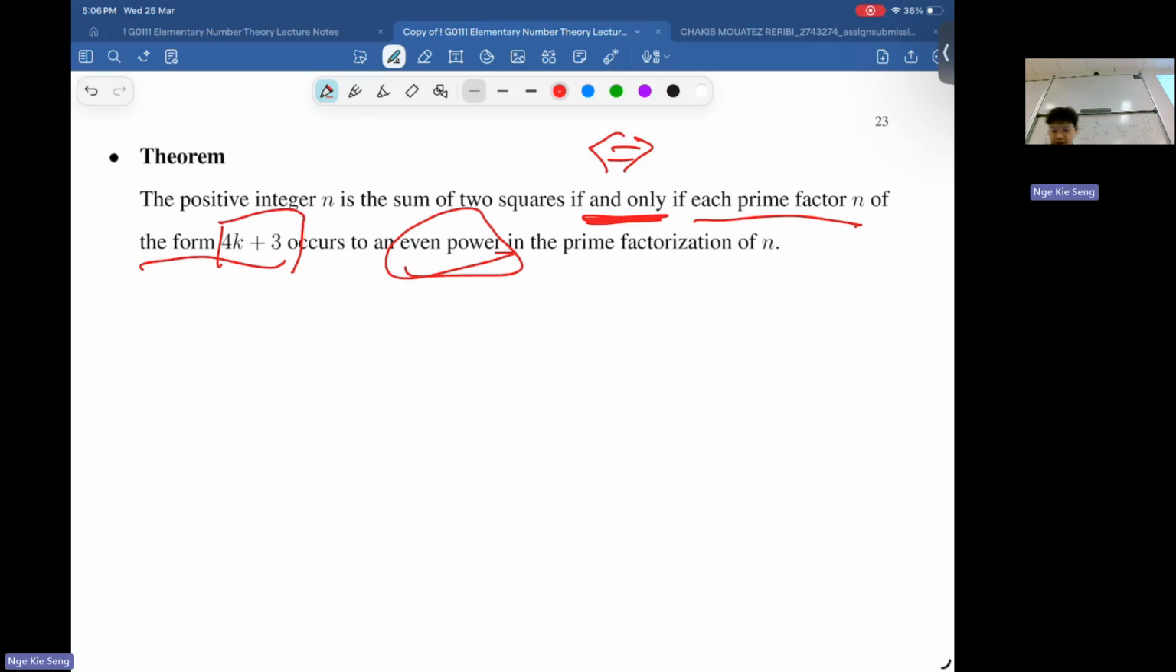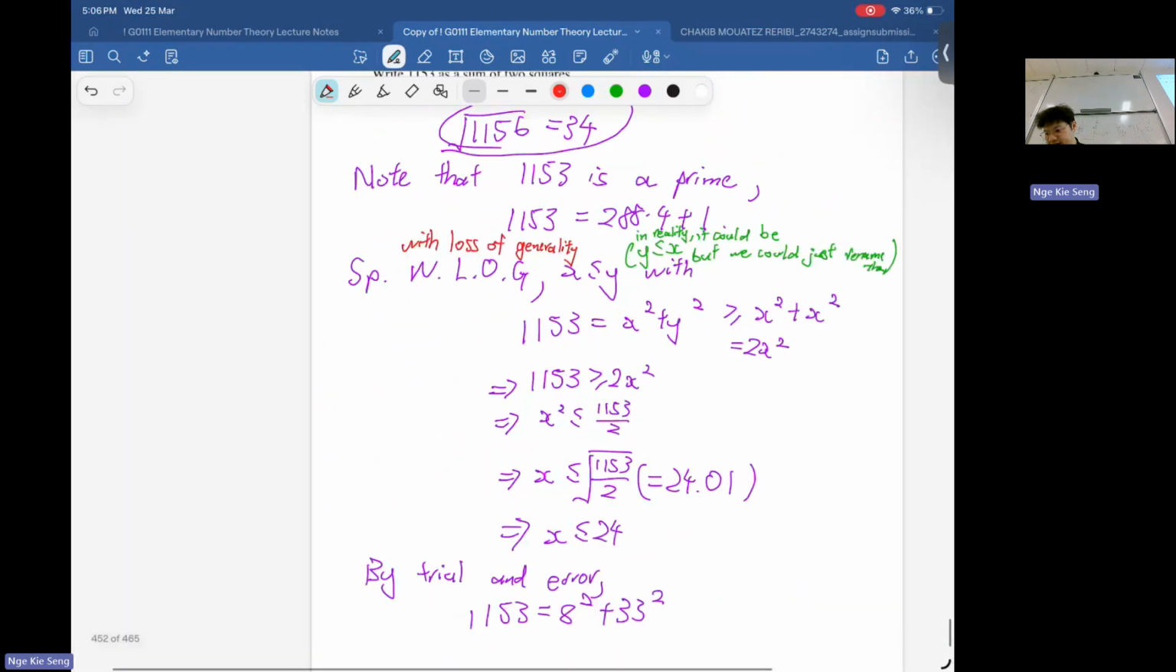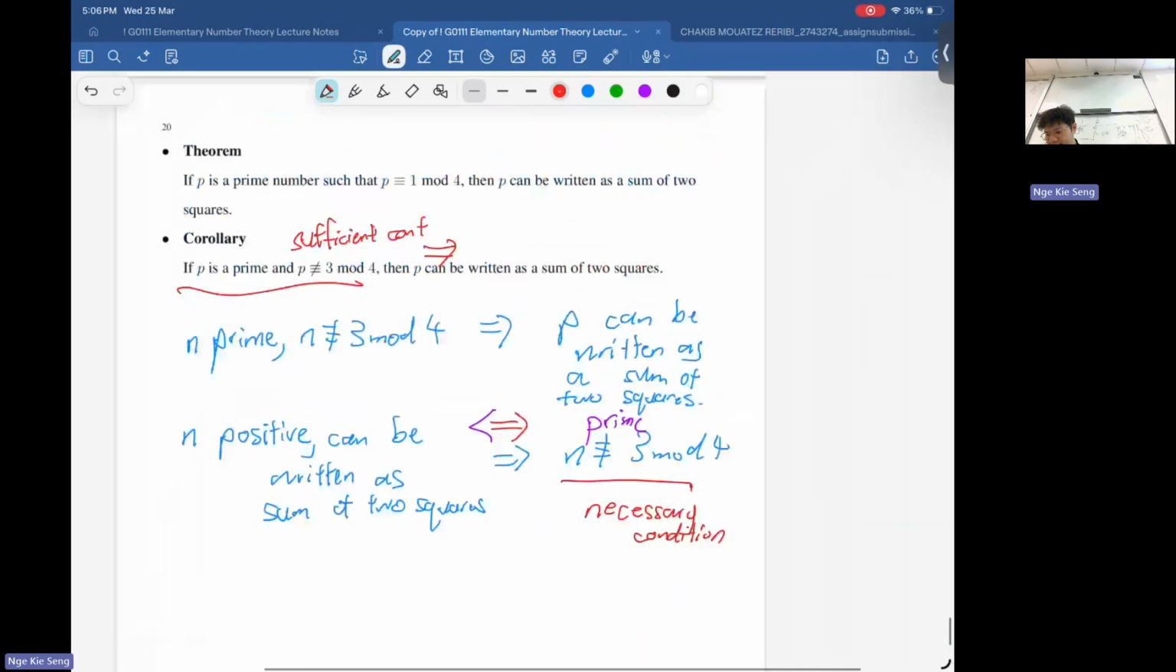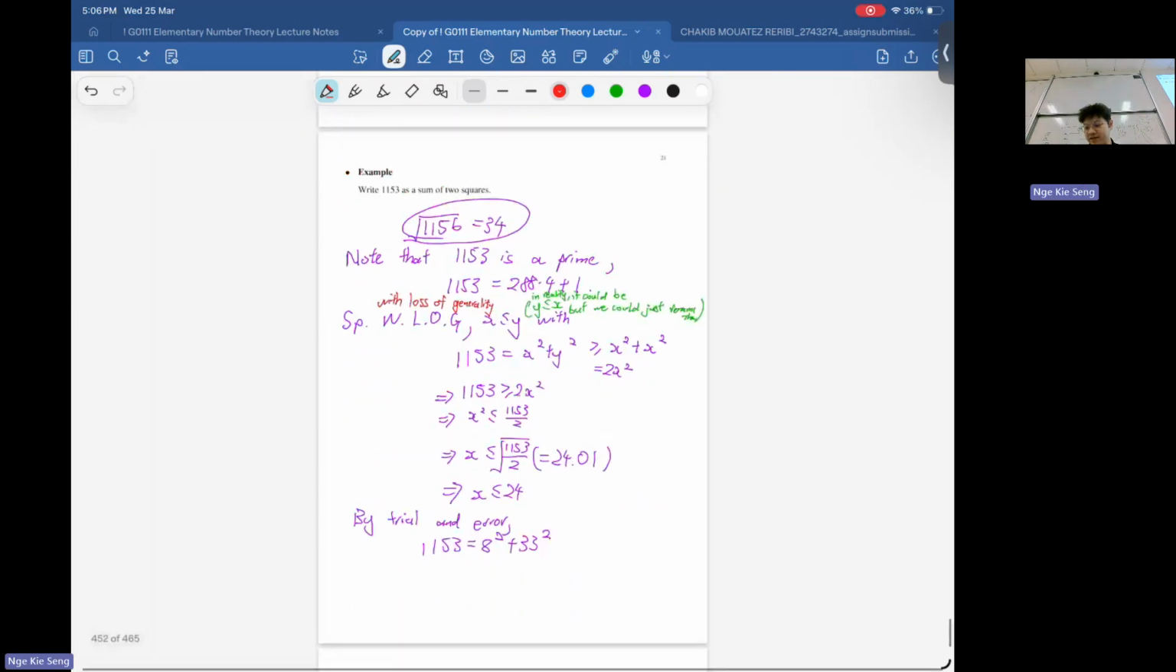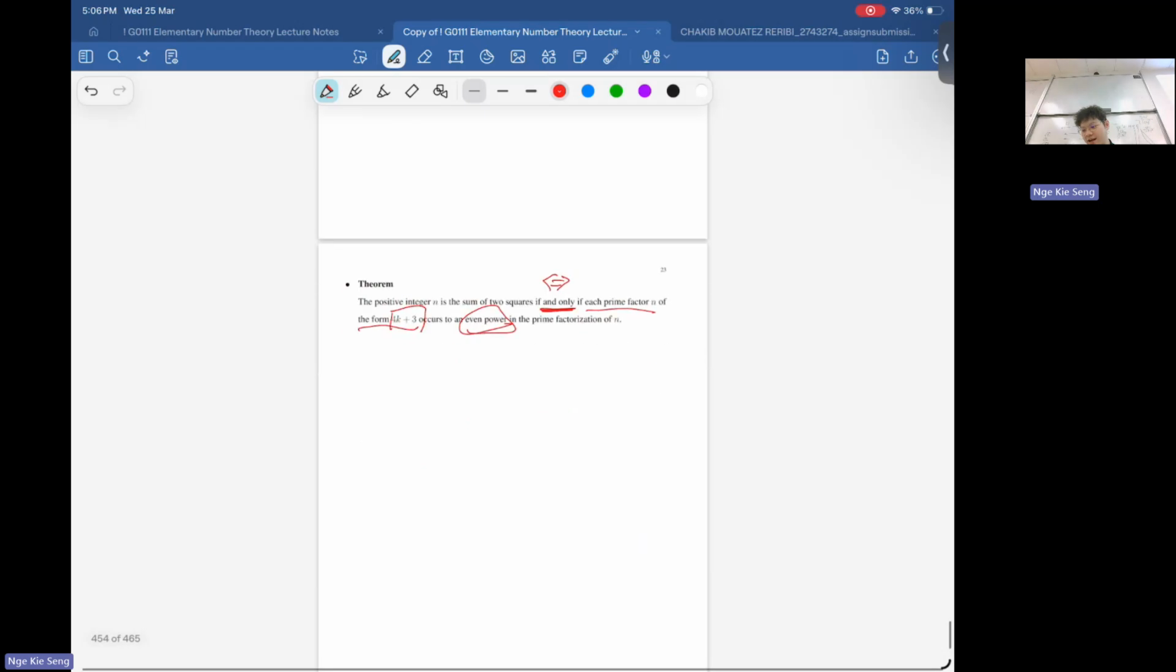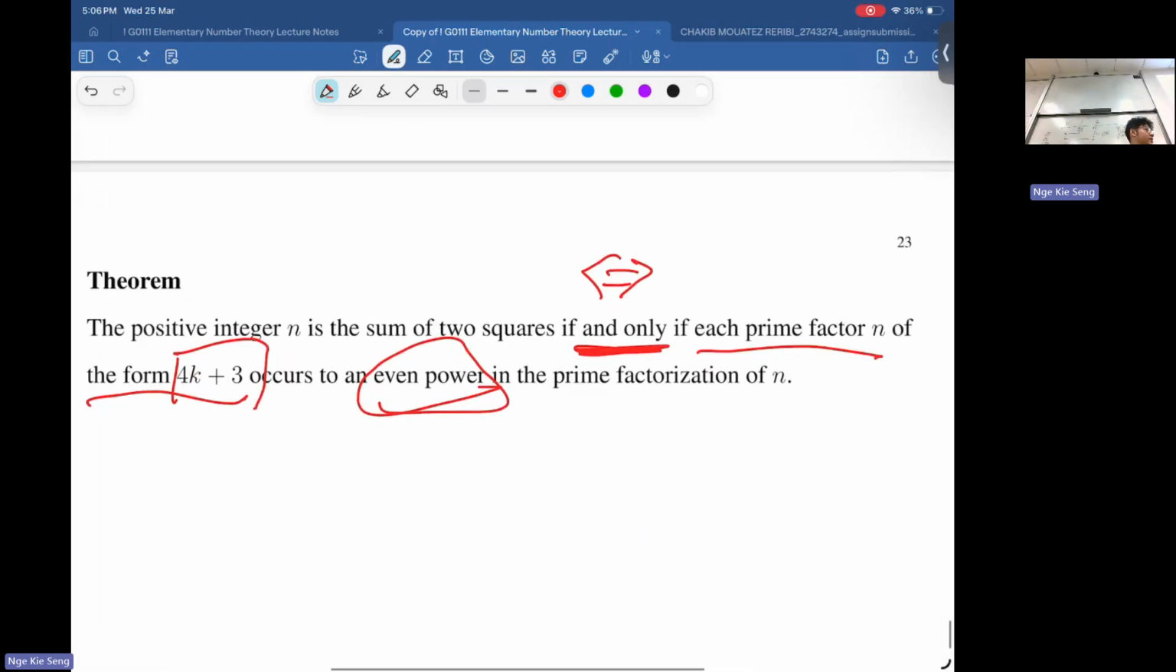Okay. So let's come back here. So just now, remember we said that if n is positive and can be written as sum of 2 squares, then n cannot be 3 mod 4. The contrapositive means if n is 3 mod 4, then it cannot be written as sum of 2 squares. So n equals 3 mod 4 is a problematic state. But then if it appears 2 times or even times, it is okay.